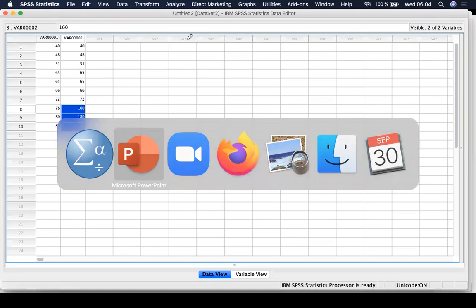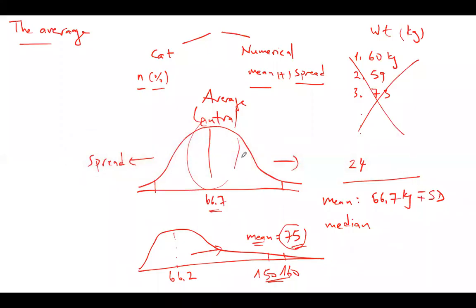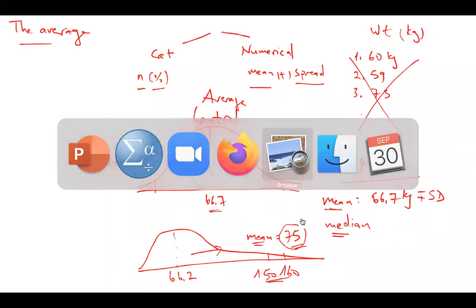That's why, if you have skewed data, extreme values, as a rule the mean is not reliable. Instead of the mean, you should use the median. Is it clear, or do you have any questions so far?